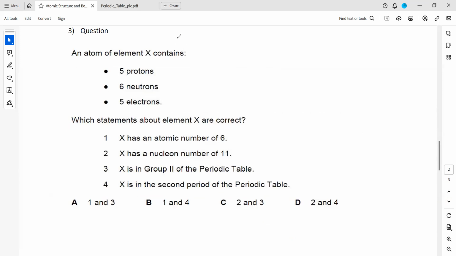Then we have question 3, which is the multiple choice question. An atom of an element X contains 5 protons, 6 neutrons, and 5 electrons. Which statement about the element X is correct?